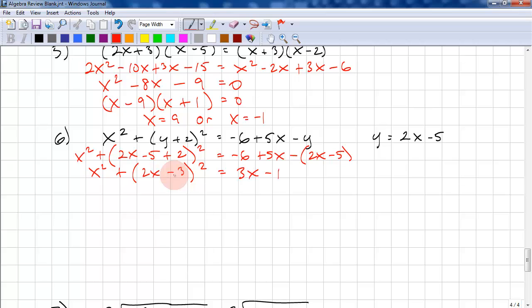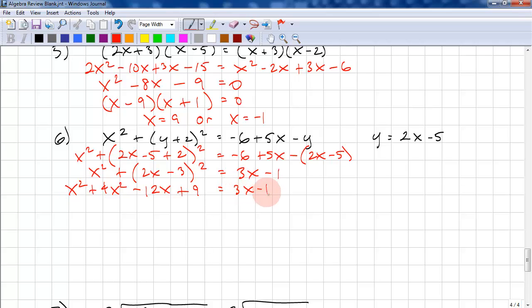Now we need to FOIL this. x squared plus 4x squared. Remember, this is 2x minus 3 times 2x minus 3. So outer and inner is minus 3 times 2x, that's minus 6x, and we double it, so that's minus 12x. And plus 9.